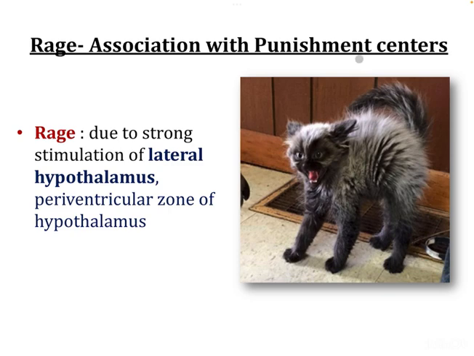So this picture shows rage that is associated with the punishment center, and rage is due to the strong stimulation of the lateral hypothalamus and periventricular zone of hypothalamus. In this, the animal expresses defense posture, extends its claws, lifts its tail, hisses and growls. There's piloerection, wide open eyes, and if the animal is provoked, then it can lead to a savage attack. So this is the rage associated with the punishment center.